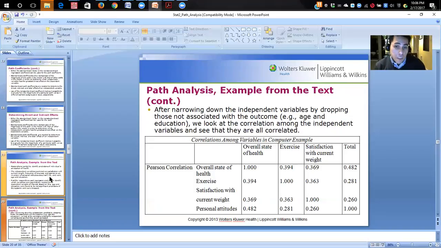But when you look at overall state of health and exercise, it has a 0.39, and then overall state of health with correlation to the satisfaction with current weight is 0.369, and then it gives you the total, which is 0.482. And then it moves to the second variable, and that is exercise. Then it moves to the third variable, satisfaction with current weight. Then it moves to the next variable, personal attitude. And as you can see in this output, it looks at total effect.